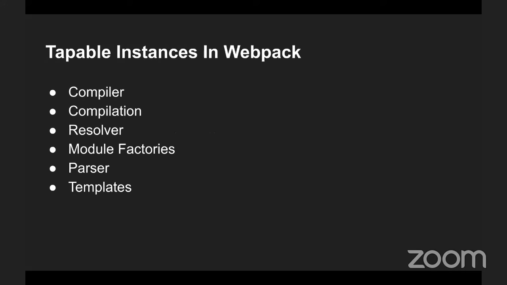Tapable has a lot of instances, but I would concentrate more on these instances, which are very specific to Webpack. You have around these six instances: compiler, compilation, resolver, module factories, parser, and templates. So you have these important Tapable instances in Webpack. We'll go deeper into them, what they actually do, one by one.